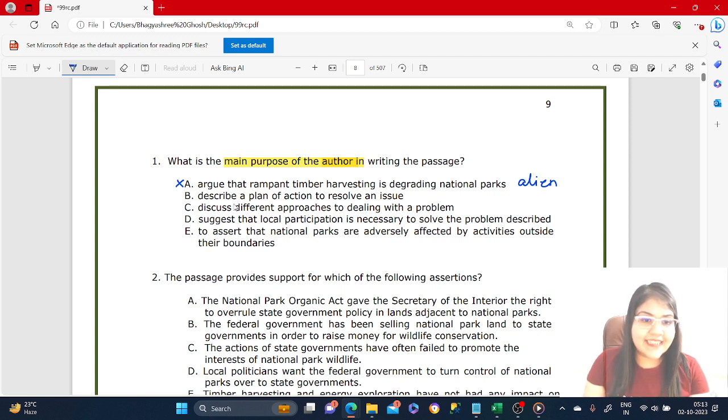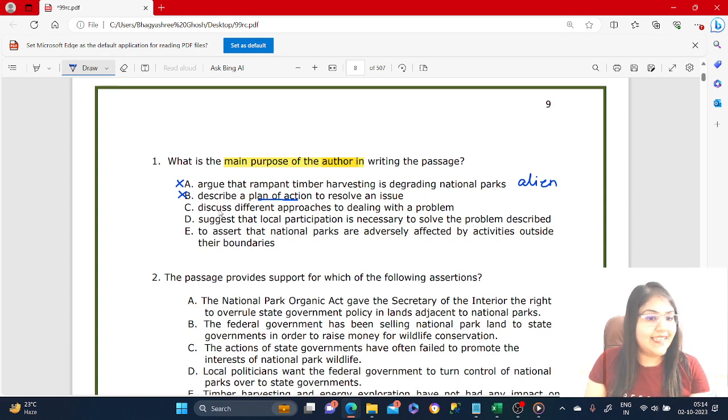Second one, describe a plan of action to resolve an issue. The author is describing a plan of action? Well, that is no. The author is willing to resolve an issue, but to resolve it, the author is providing just some suggestions. If we say describe a plan of action, the author has not given a plan of action. A plan of action means to do this, to do that. That is not there. So B is not the answer.